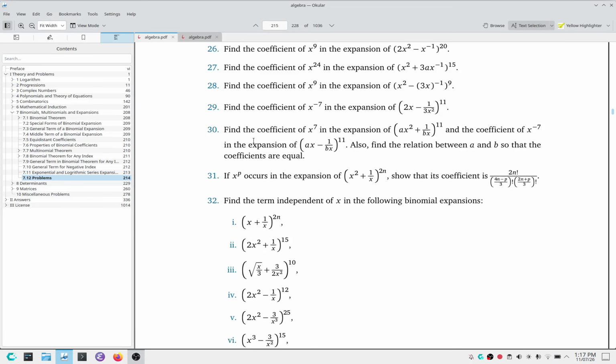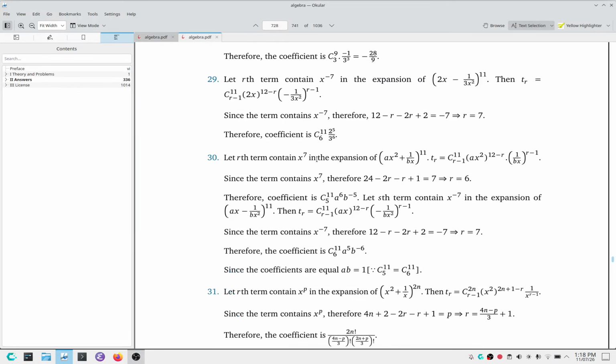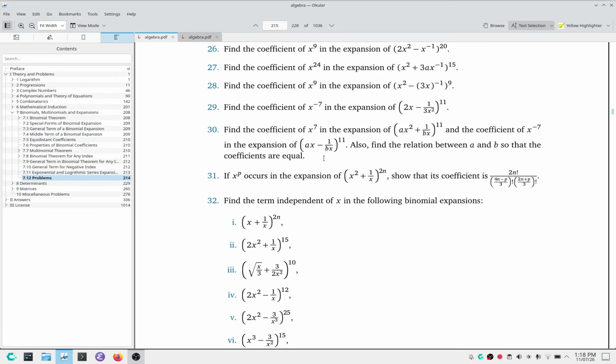Now, question 30 says: find the quotient of x to the power 7 in the expansion of x squared plus 1 upon bx raised to the power 11, and the quotient of x to the power minus 7 in the expansion of x minus 1 upon bx to the power 11. Also find the relation between a and b so that the quotients are equal. The second one is a typing mistake. This should be bx squared, I believe.